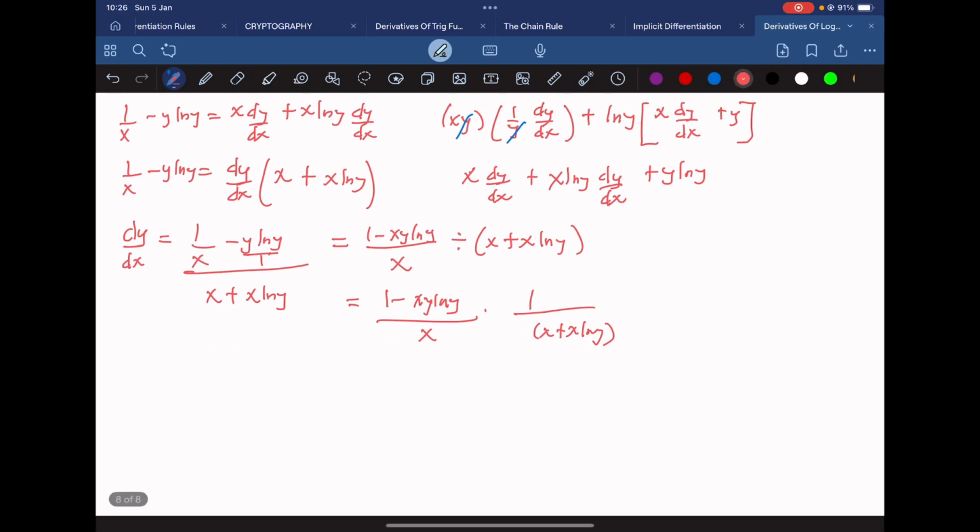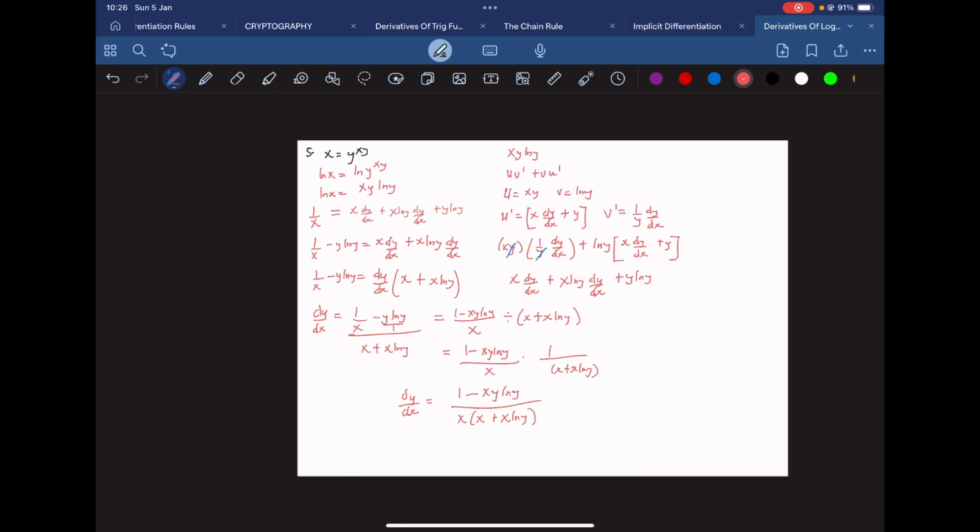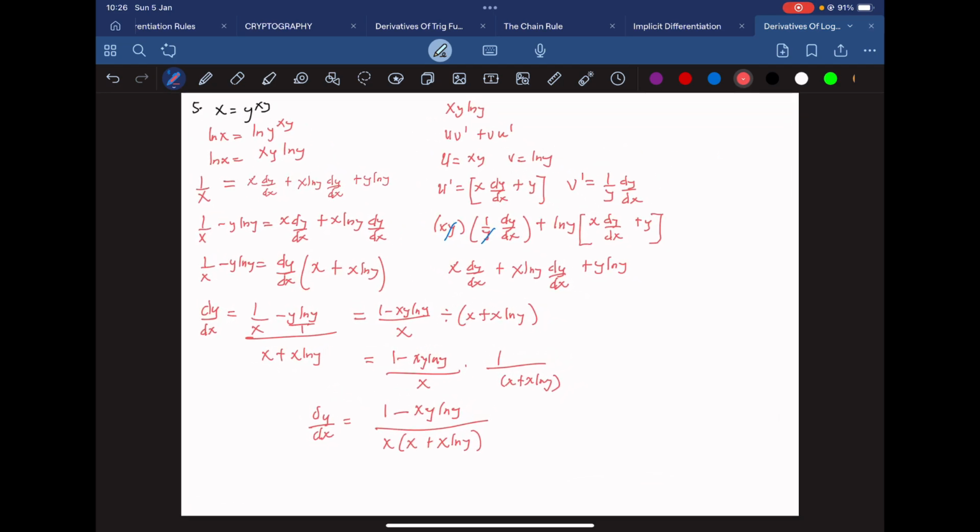So now if we multiply the two, our final answer is going to be dy/dx is 1 minus xy ln of y in the numerator. In the denominator, we have x multiplying x plus x ln of y. And this is your answer. So you just have to be careful when differentiating, and you have to use what we've learned so far to help you differentiate it easily.